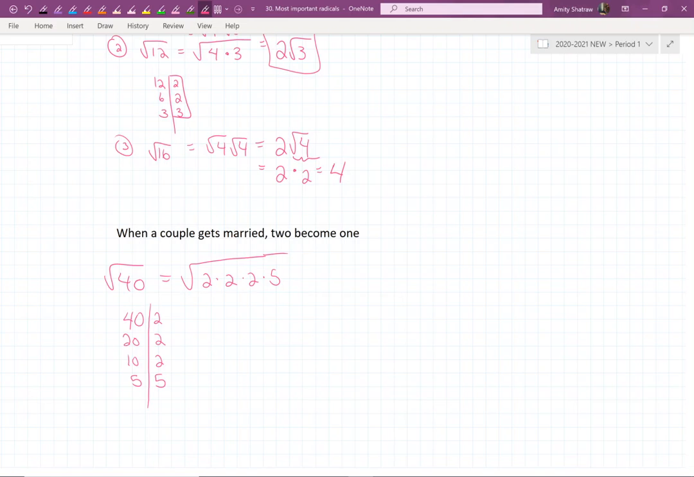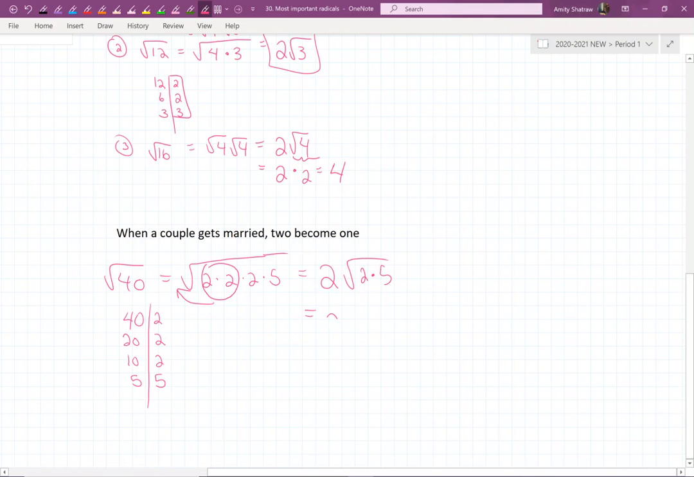But when we're simplifying, we're playing a game where we're trying to find squares that we're pulling out. So we're not trying to just factor. We want to factor and we want to find squares that we can take out. I'm going to declare that these 2's are getting married and they are leaving the radical house. And who is left inside is a 2 times a 5.